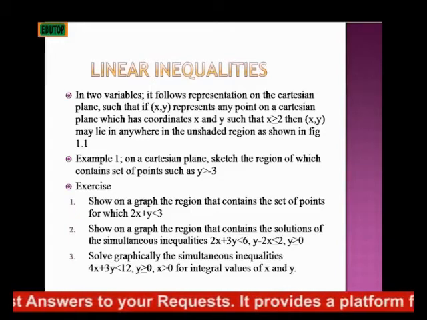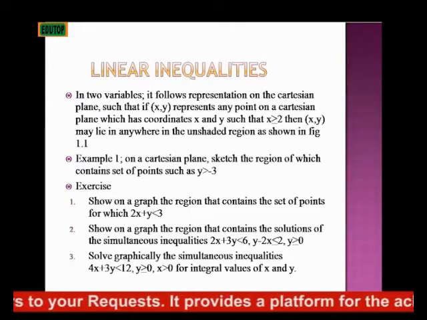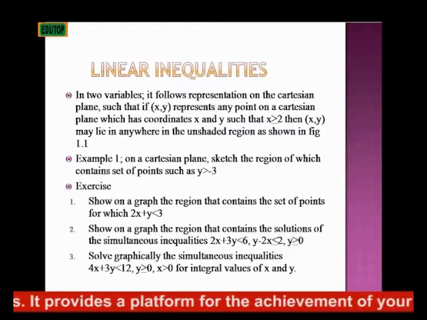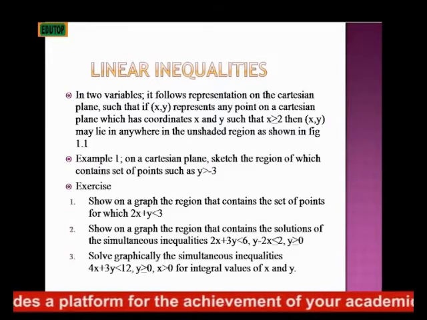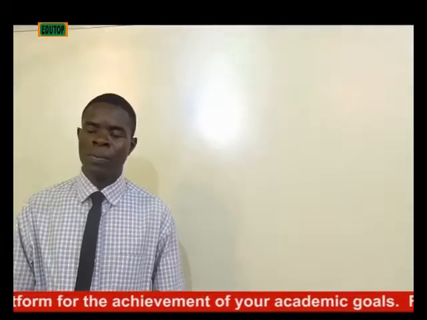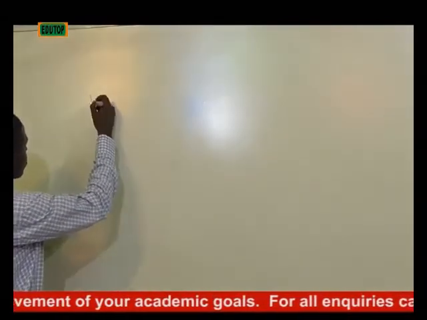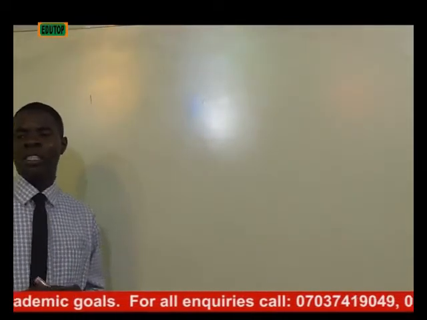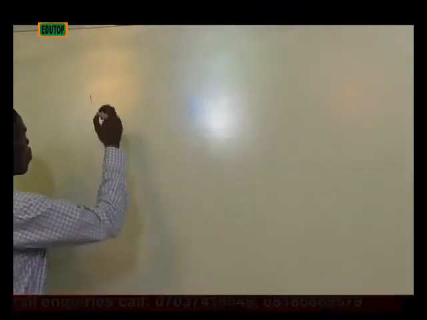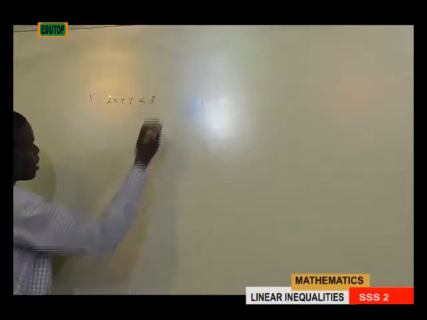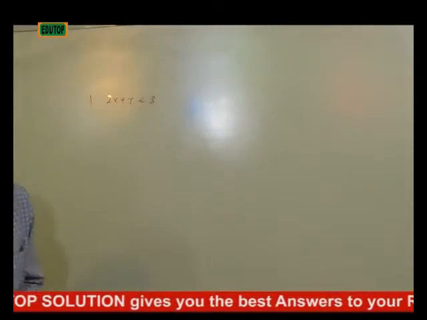4x plus 3y less than 12. y is greater than or equal to 0 and x is greater than 0 for the integral values of x and y. So to attend to these questions, the question number 1, if you look at it closely, you discover that a particular inequality is given to us, and that is 2x plus y is less than 3. That's the inequality given to us.